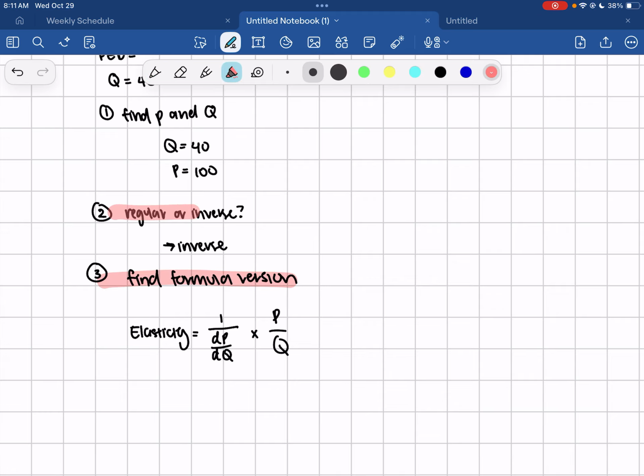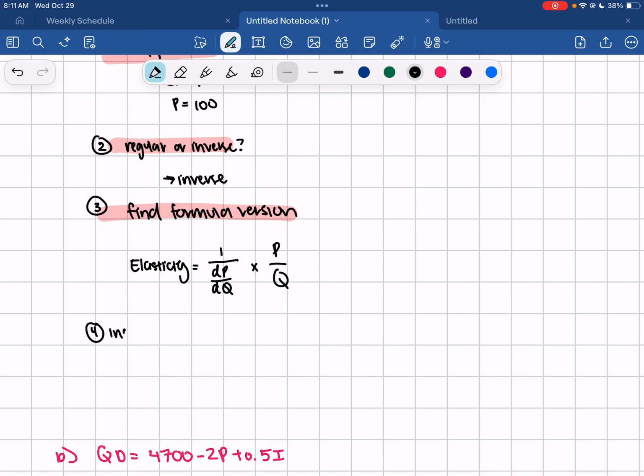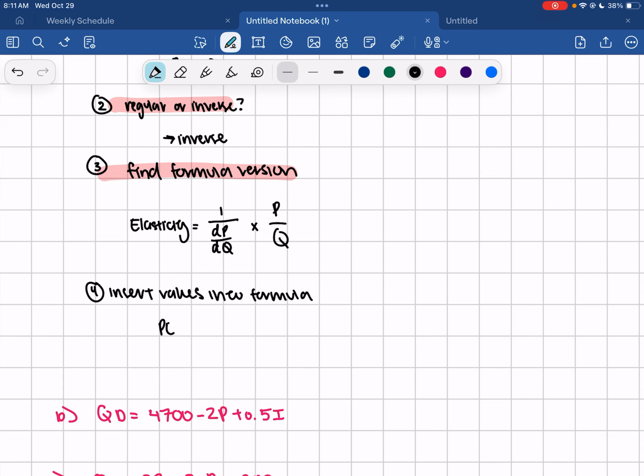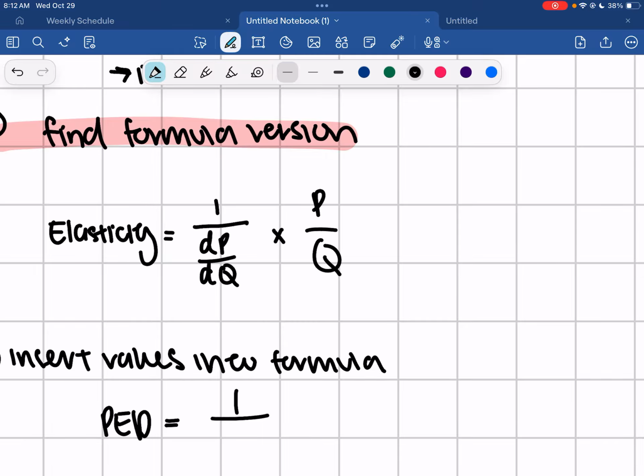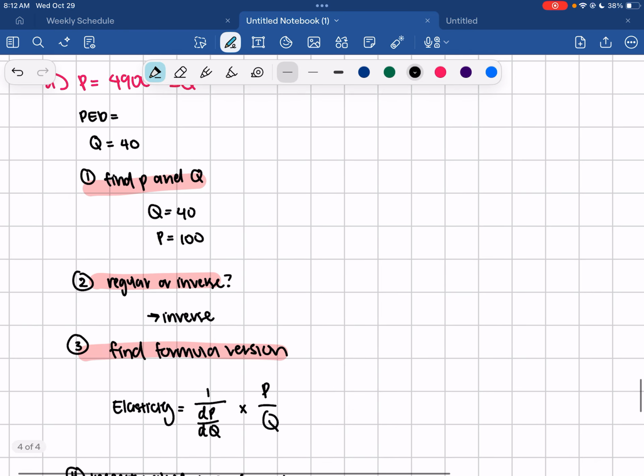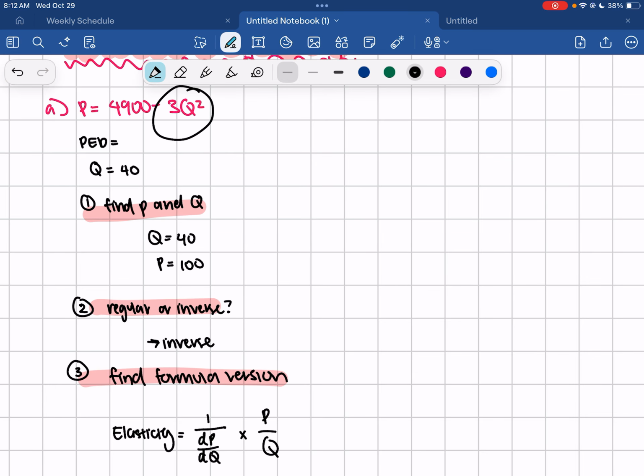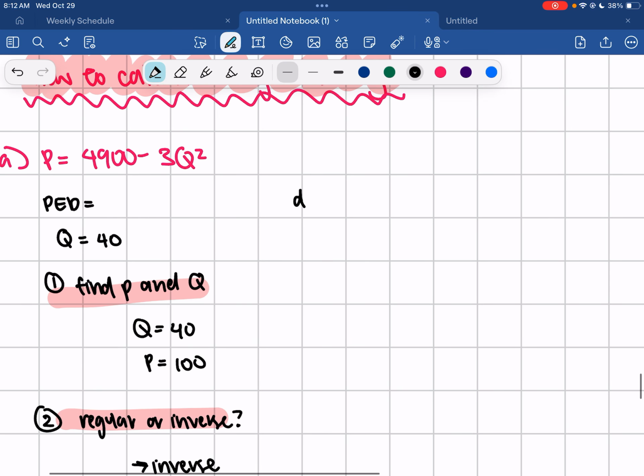Alright, let me just highlight. Wonderful job. We're going to insert into formula. Insert values into formula. Alright, so PED now, just because we're working with that. dP over dQ means we're looking for the slope of Q when P is isolated and alone. So that means that we're going to take the derivative of this value. What's the derivative of P over derivative of Q?